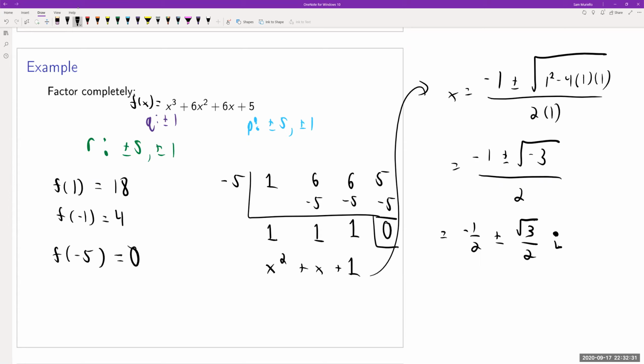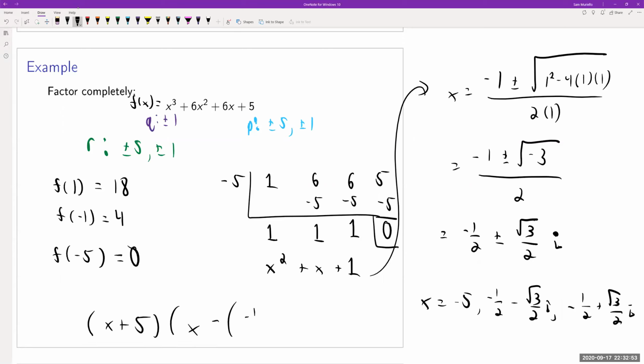So that means that x could be equal to negative 5, negative 1/2 minus root 3 over 2i, and negative 1/2 plus root 3 over 2i. And the factored form: x plus 5, x minus negative 1/2 minus root 3 over 2i, x minus negative 1/2 plus root 3 over 2i.